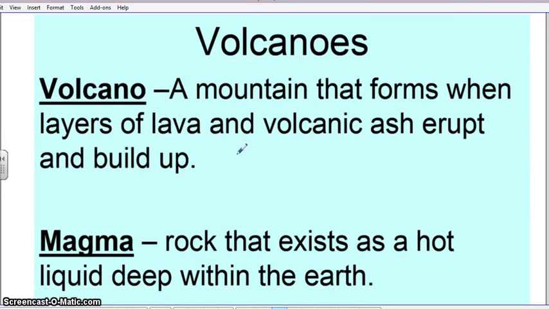Woohoo! What a great way to end this chapter, or actually this unit for this semester, is with volcanoes. What a great way to wrap it all up, put a nice little bow, just in time for the holidays.